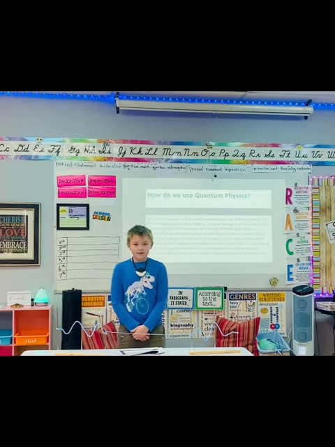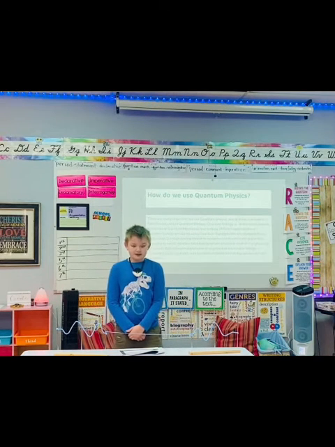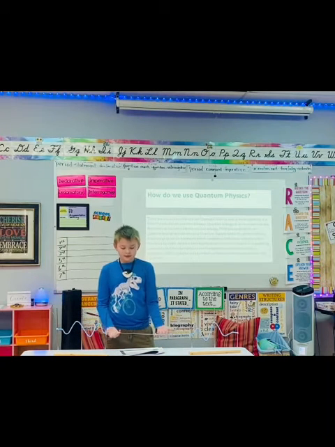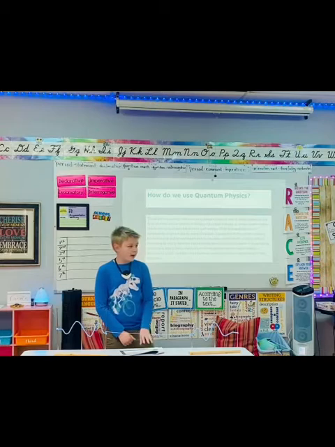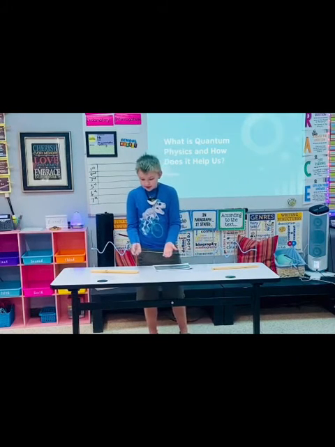Another field that quantum physics is used in is engineering. Some uses that quantum physics has in engineering are nuclear energy, computers, LEDs, cameras, and quantum computers for doing advanced math problems. This model that I made is meant to represent quantum entanglement.